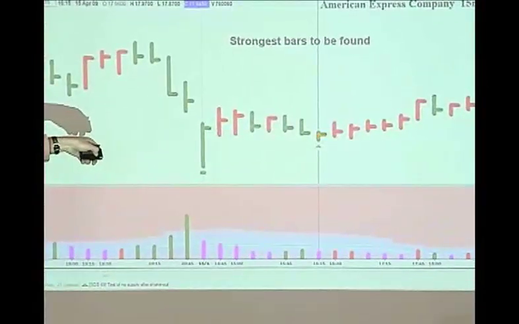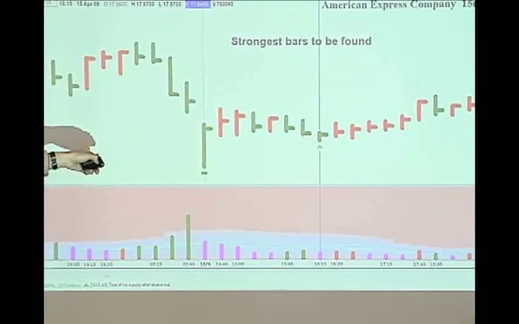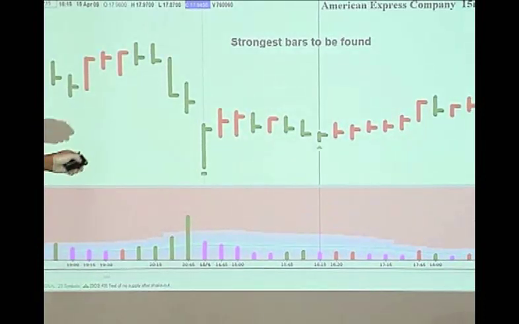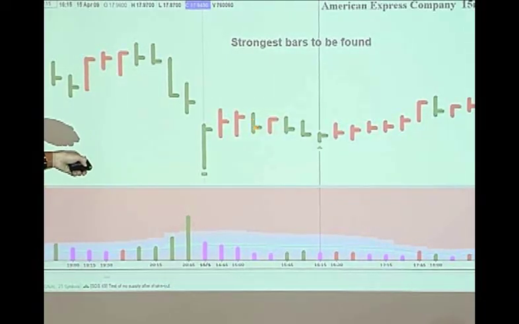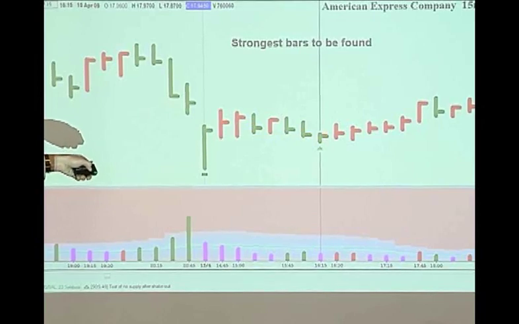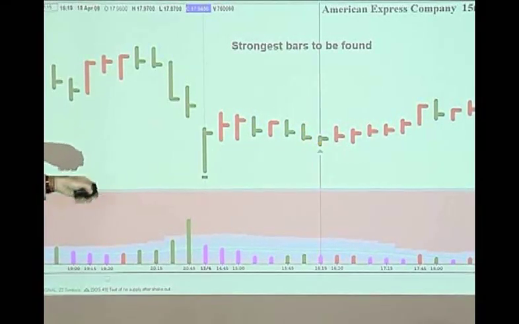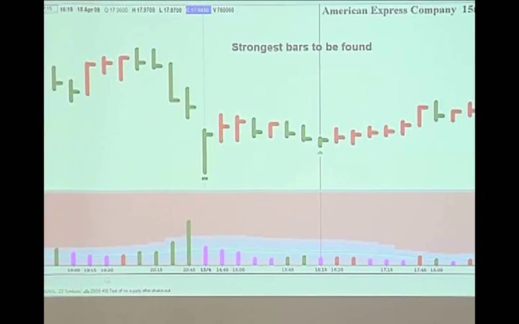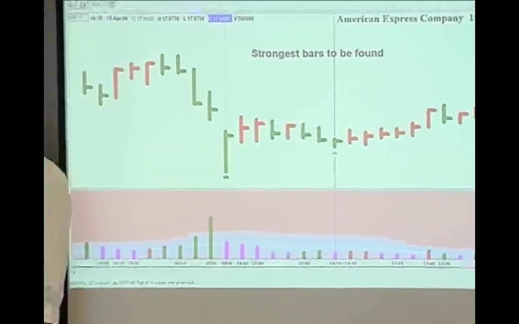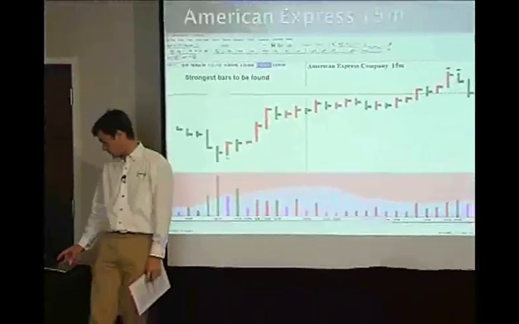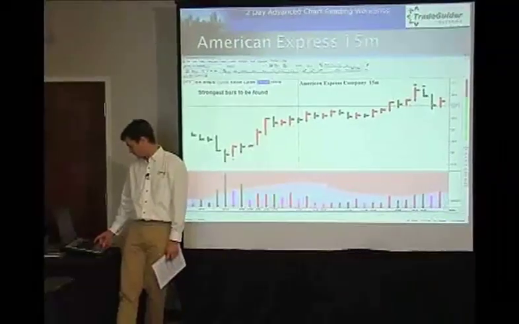That's a stronger bar than if you have, say, according to Tom, just a regular test, like that one. So if you've got a test and the previous bar is down, then you give it more strength. Okay?